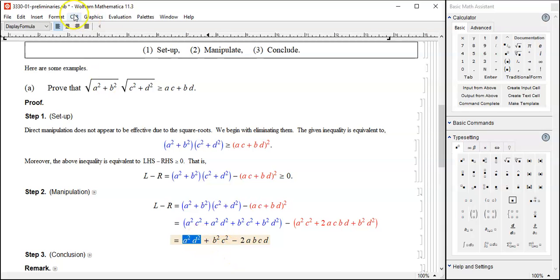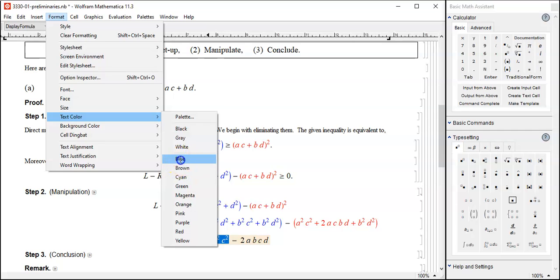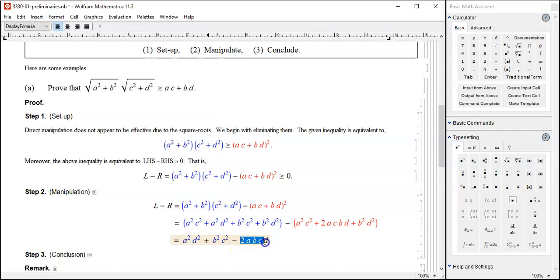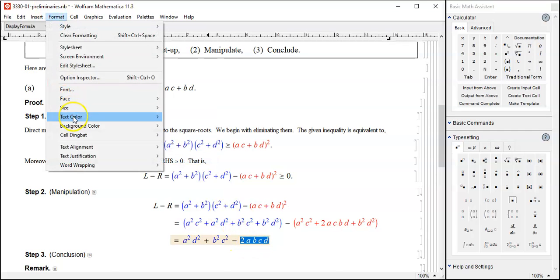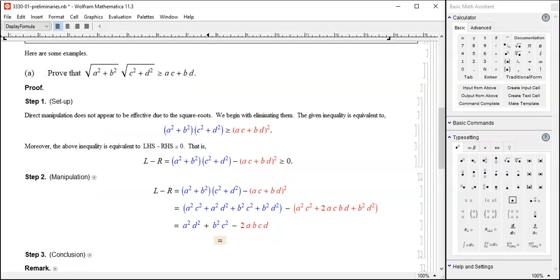And this one came from the blue terms. And that one came from the blue terms again. And then this one came from the red terms. Okay, let's look at everything. Does it make sense? So left minus right, and then just applied algebraic manipulation and further algebraic manipulation.